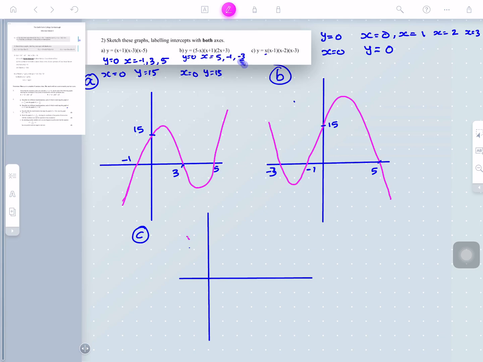Okay, so we start sketching the graph. 0 goes to 1, 2, 3. There. Okay, now let's label the axes. So that's 0, 1, 2, 3. Okay, so that's your quartic graph. Okay, so work out the x and the y intercepts, sketch the graph, label the axes. Okay.